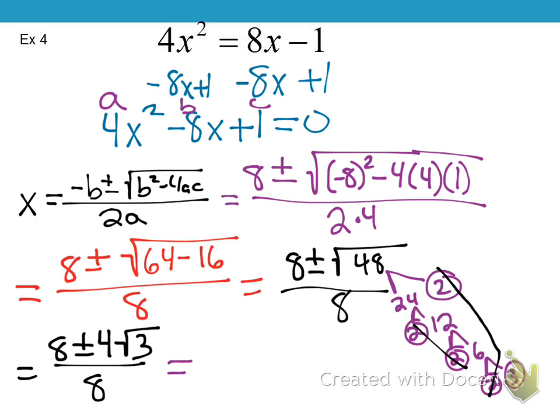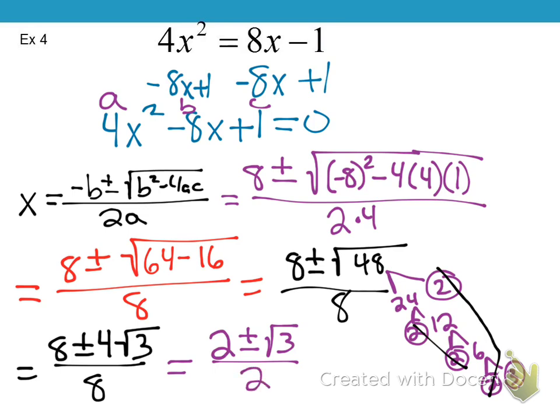Divisible by 4. 2 is an option, but then they'll all be divisible by 2 again, so you have to do it twice. If you pick the largest number that goes into all of them, then you only have to do it once. What's 8 divided by 4? 2. Plus or minus, what's 4 square root of 3 divided by 4? Just square root 3. What is the bottom 8 divided by 4? 2.